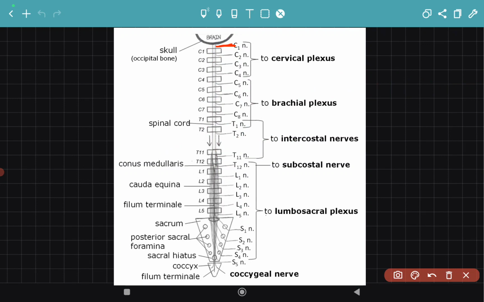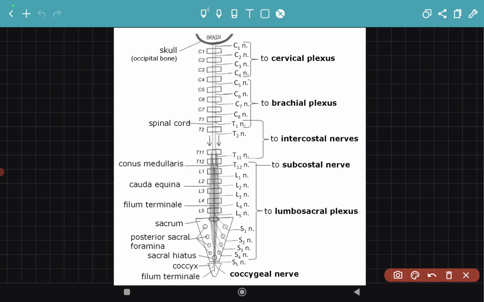C1 is exiting above the C1 vertebra. Similarly till C7 the story will go on. Then the C8 nerve will be exiting below C7. The next vertebra is T1, and its corresponding nerve will again go below the T1 vertebra. Similarly for T2 and the rest, somewhere around T12 the conus medullaris starts, and then comes the cauda equina at this level, then the filum terminale. So all those things can also be clearly appreciated.